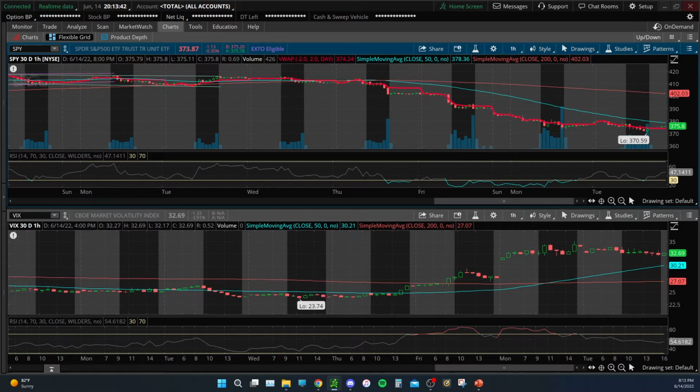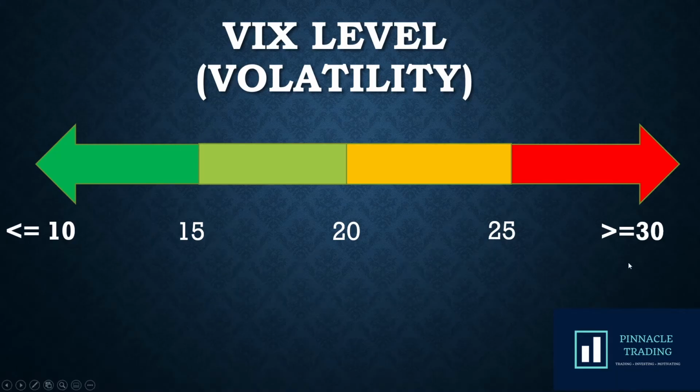So let's jump back into the cheat sheet. We can see that anytime it's over 30, that's a big indicator, if you're day trading or swing trading, to stay out of the market. If you're newer to the market, you want to be a lot more cautious and tread very lightly.